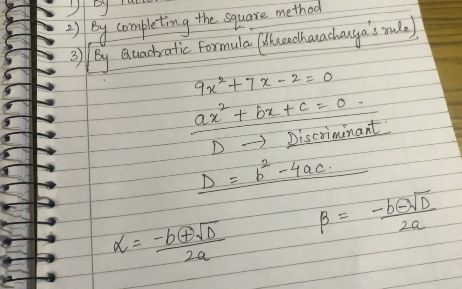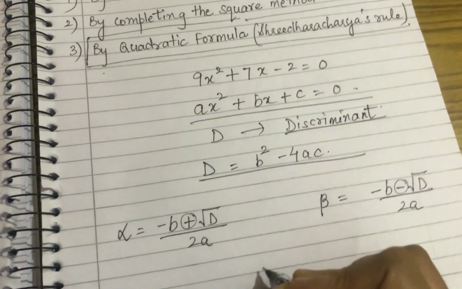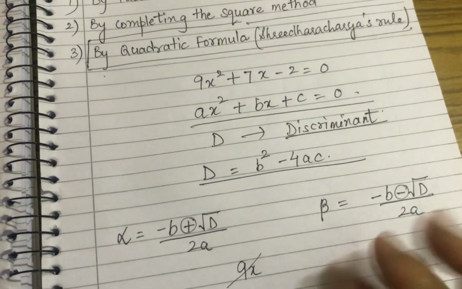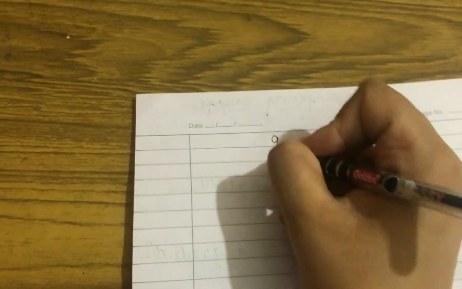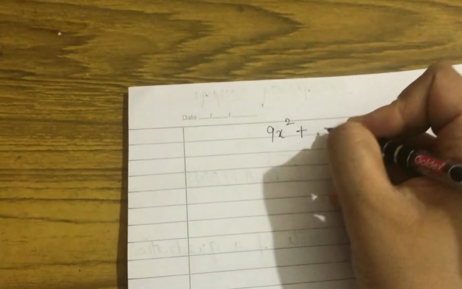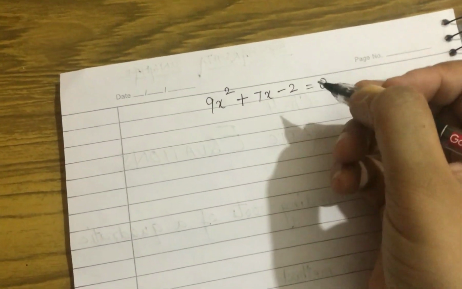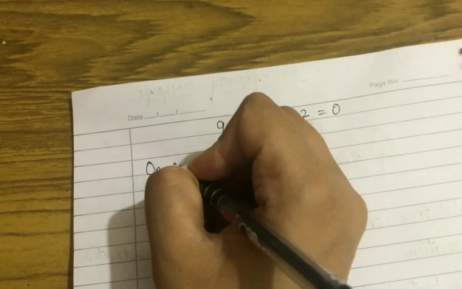So now let us come to our actual question. Our actual question was, we have to find the roots of 9x square, let me write it on another page, 9x square plus 7x minus 2. So the equation is 9x square plus 7x minus 2 is equal to 0. So what will you do? First of all you will compare the given equation with the general form of equation.